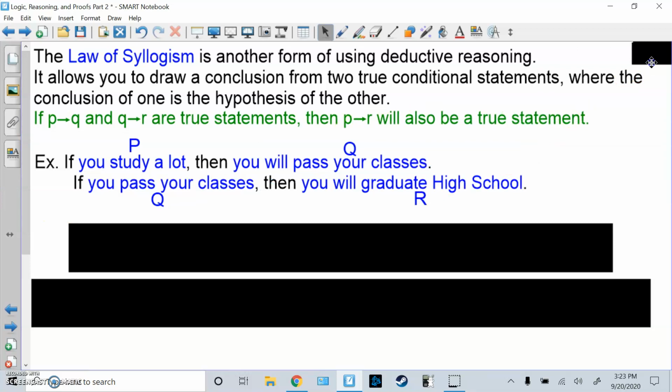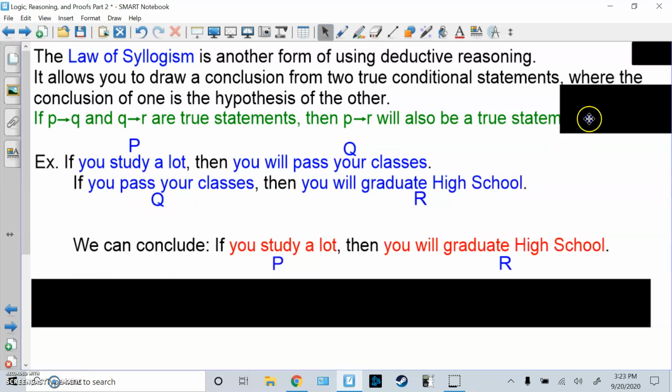Here's an example. If you study a lot, then you'll pass your classes. If you pass your classes, then you'll graduate high school. Alright, so here's P to Q, and this Q is the same as this Q right here. So there's Q to R. So what I'm going to do is cross out or simplify the Q part, and just say P to R. So if you study a lot, then you'll graduate high school.